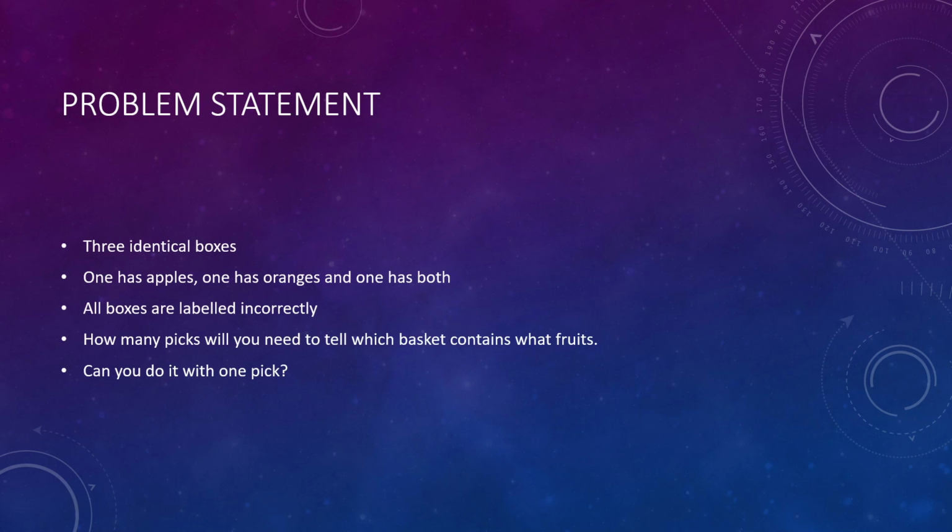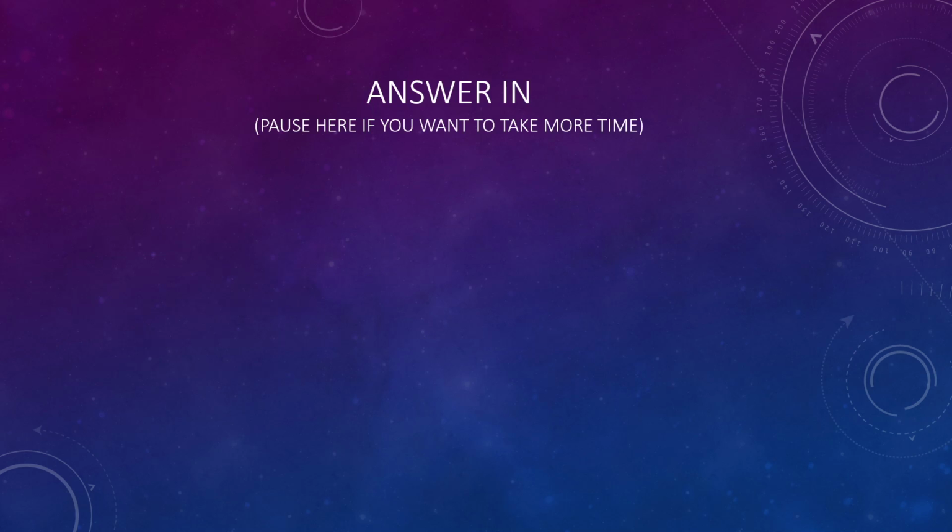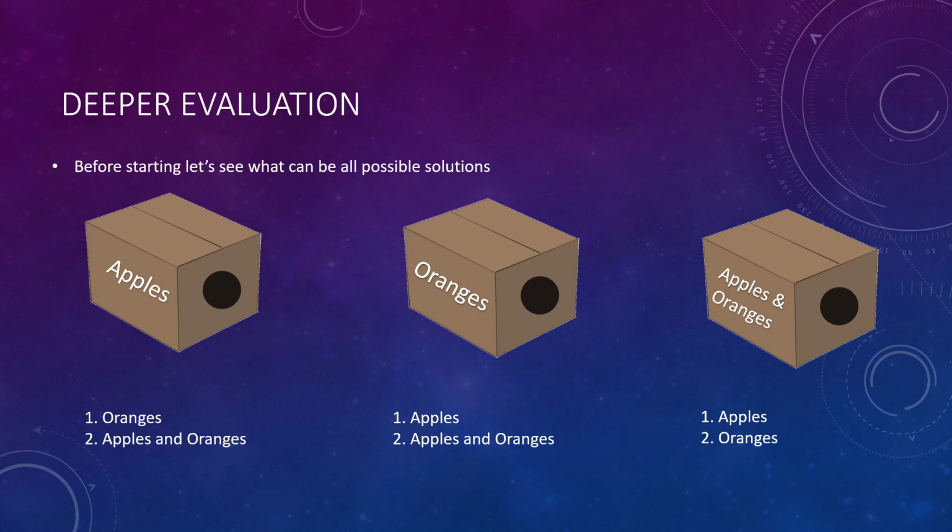You cannot look inside it. You cannot take out two at a time. You can just take out one fruit at a time. So what if I told you that you can make only one pick? You can think of a solution for multiple picks, but the most optimum one would be with one pick. Okay, so answer in three, two, one.